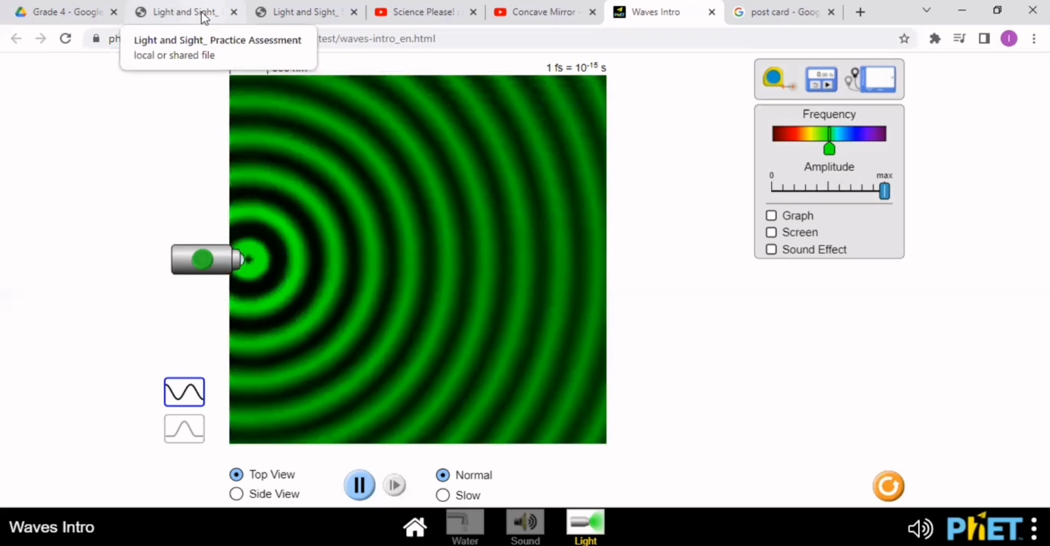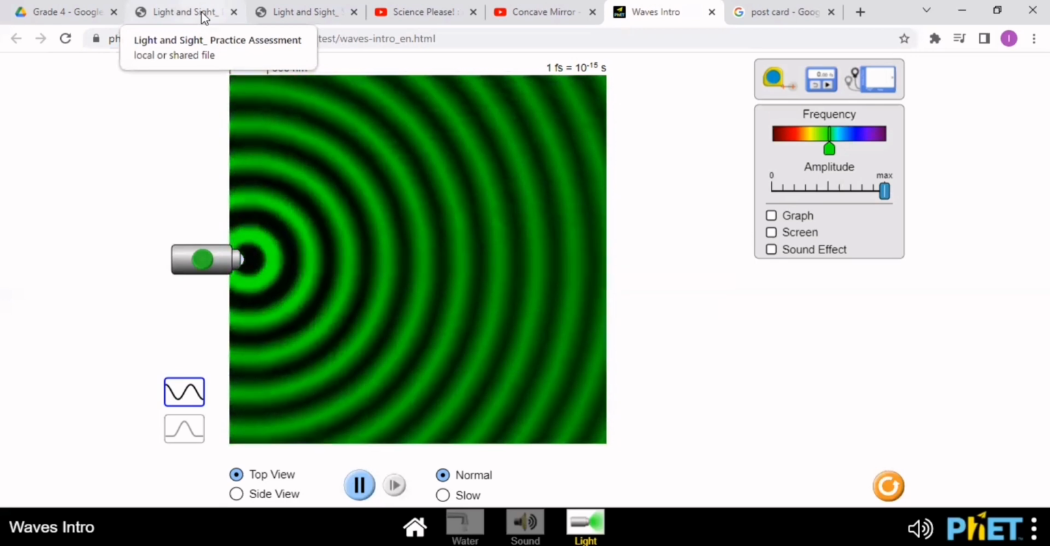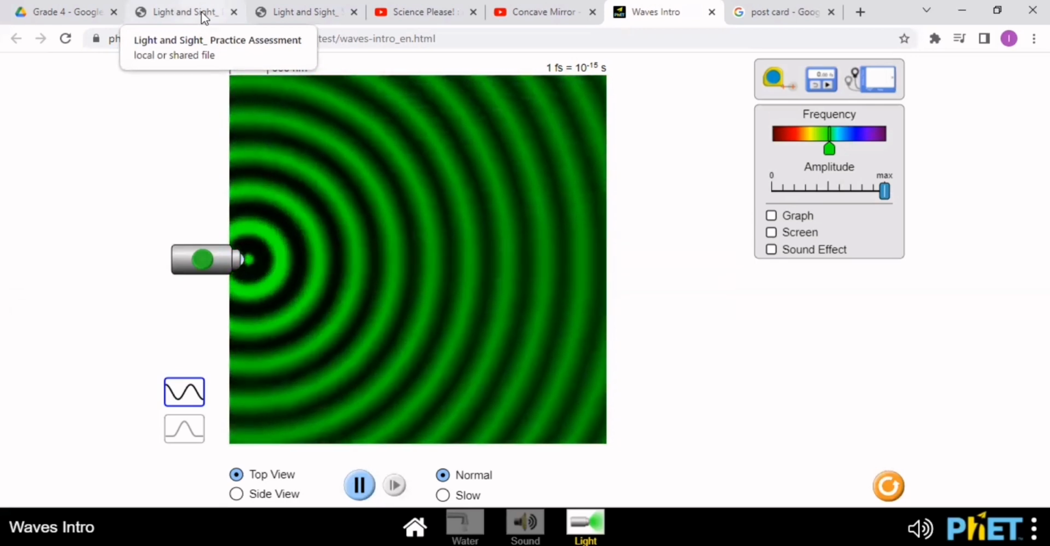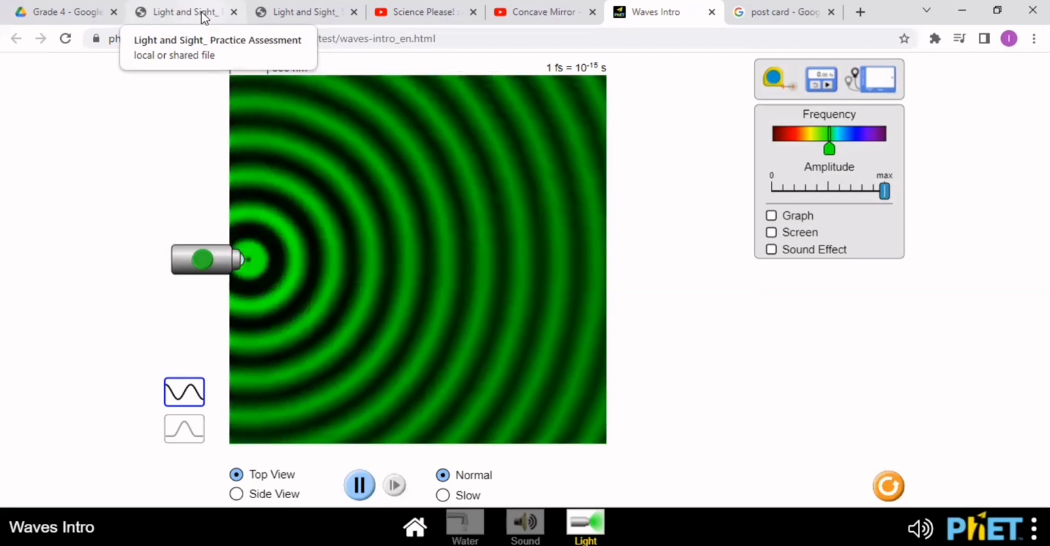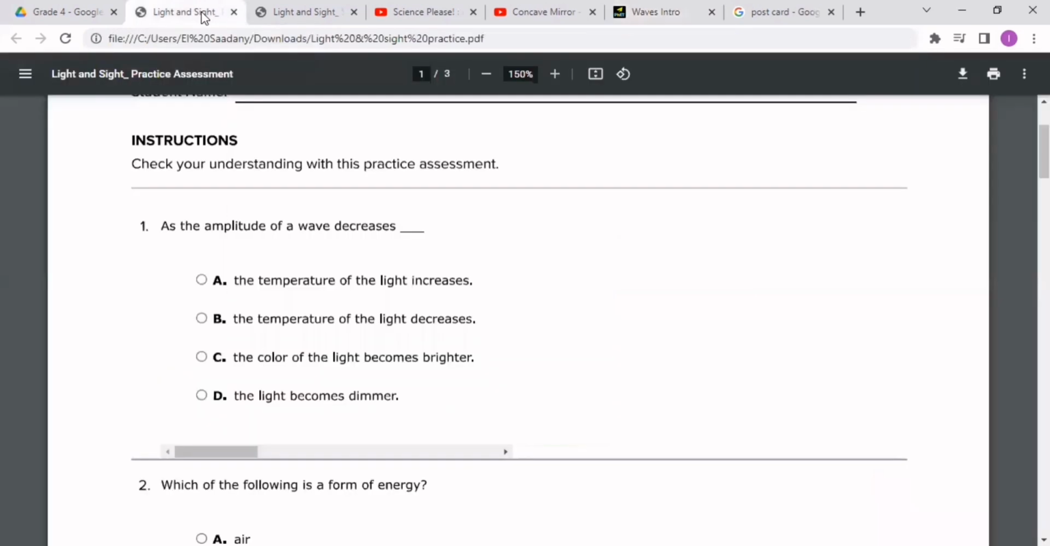When the amplitude of the light increases, what happens? The light is bright or strong. When the amplitude decreases, the light is dim or weak. Now, as the amplitude of the wave decreases, meaning weak, the light will be weak or the light will be dim.